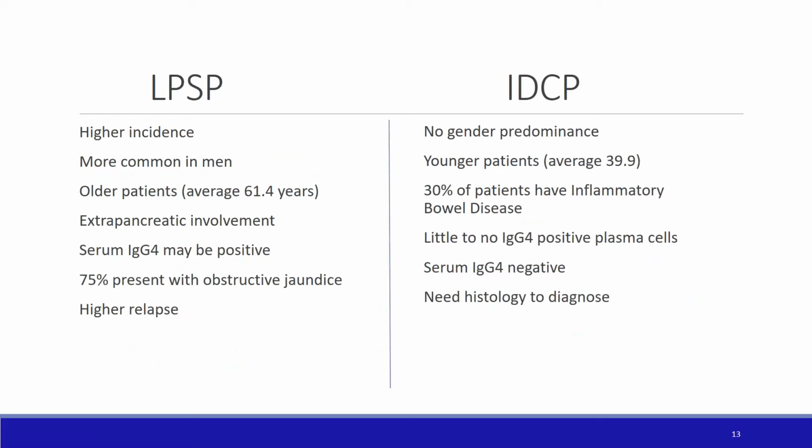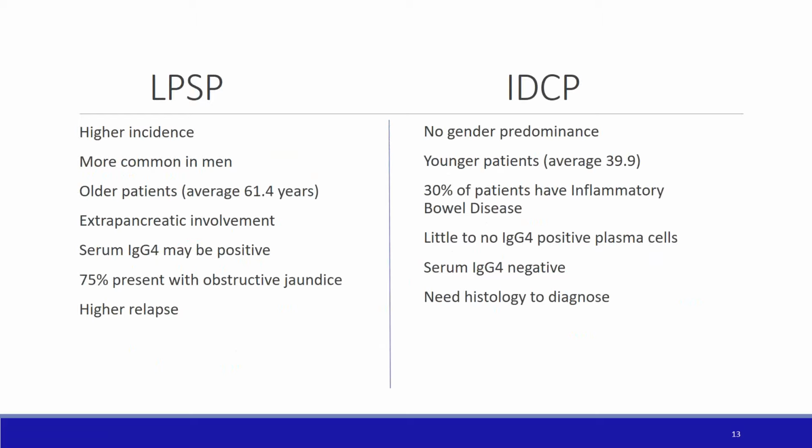The LPSP is more common, and it's also more common in men. It typically impacts older patients around the age of 60, and there's often other organ involvement or extrapancreatic involvement. The serum IgG4 may be positive in these patients, and about three-quarters of patients present with obstructive jaundice. These patients are much more likely to have a relapse.